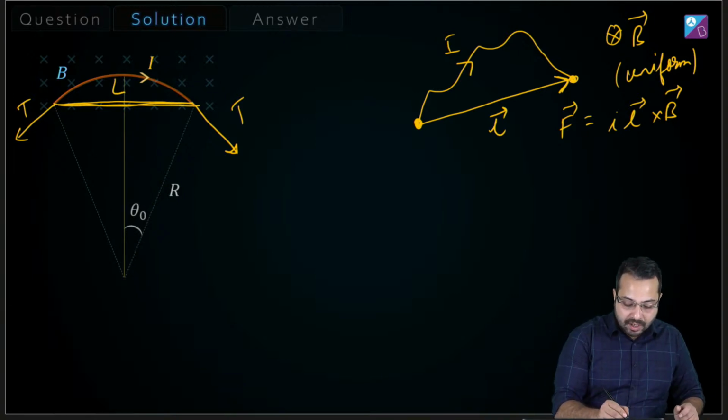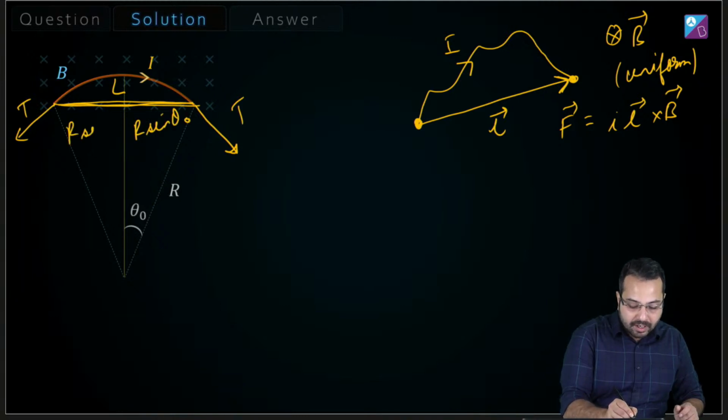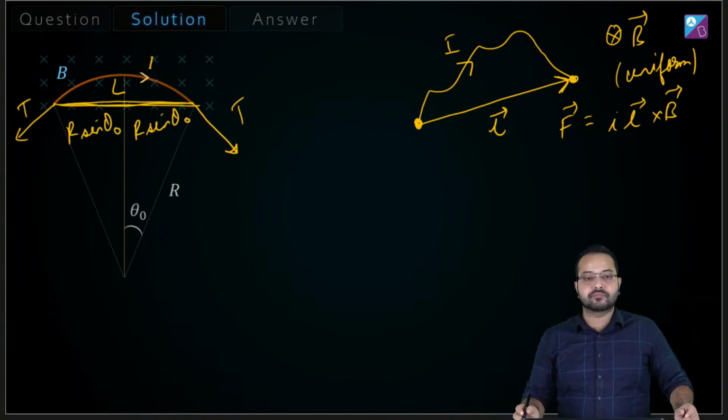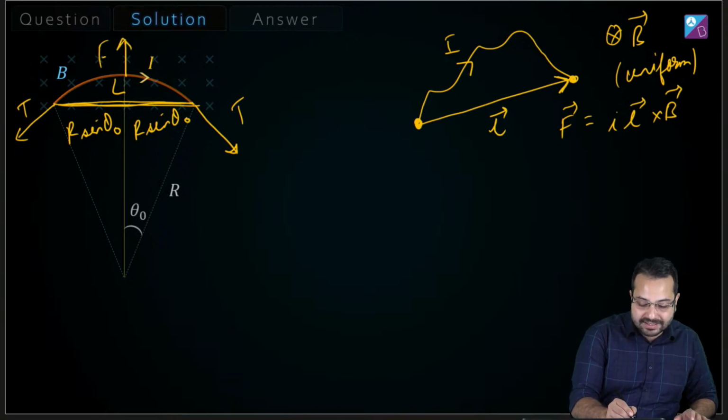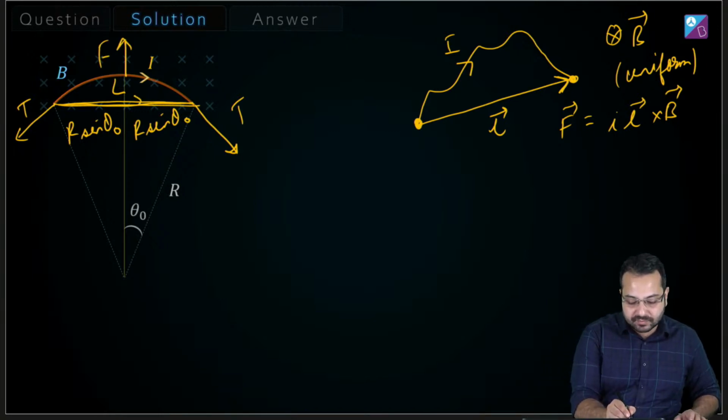So this is r, this is theta naught, so this is going to be r sine theta naught, and this is going to be r sine theta naught. So what is the total length? The total length is going to become 2r sine theta naught. So the force is going to act in this direction, not difficult to see.